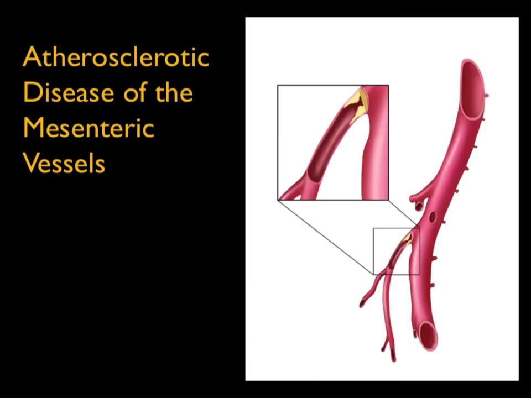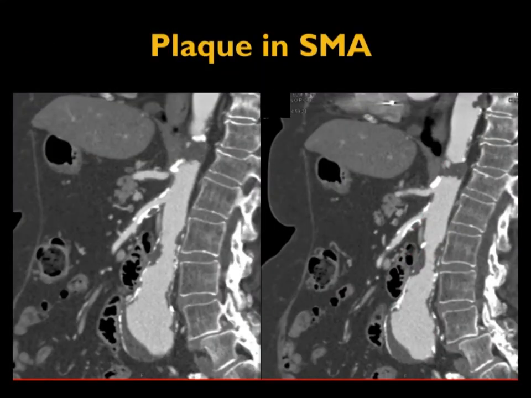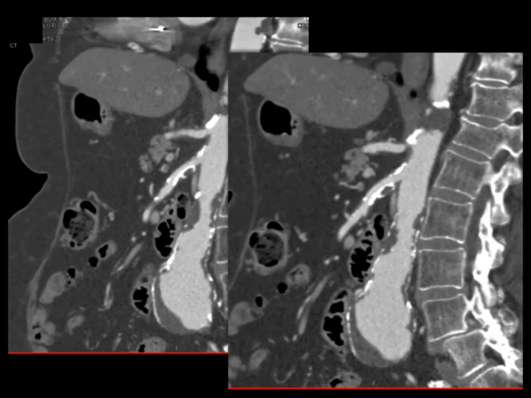We talk about causes of the ischemic bowel. Atherosclerotic disease is probably the most common. And here you very nicely on sagittal views see plaque in the SMA and celiac, but especially in the SMA, causing luminal narrowing, very nicely shown here.